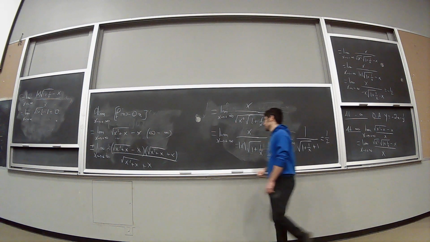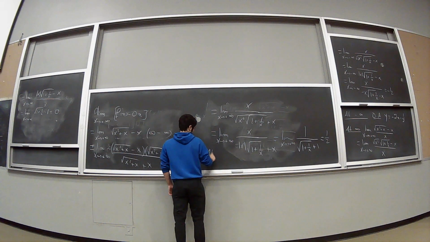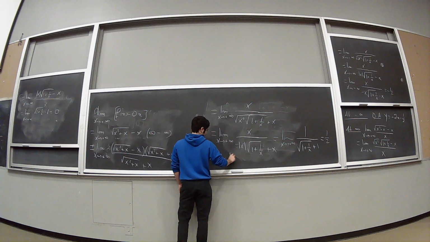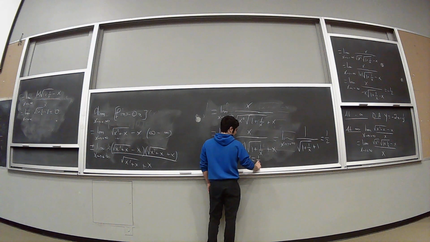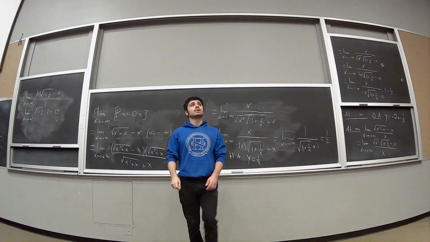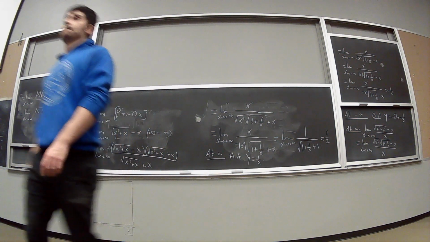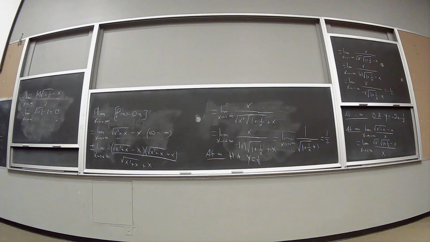Okay, so at infinity, you have a horizontal asymptote, which is the line y is equal to 1/2. Okay, did we all get this? Okay. And very good for those who tried the problems.